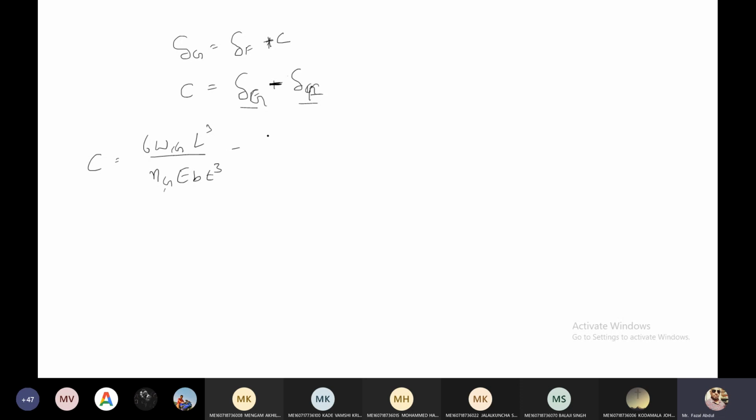E is the Young's modulus, B is the width, and T is the thickness of the leaf. Minus, in the same manner, for the full length leaf, 4 Wf L cubed by Nf E B T cubed, where Nf is the number of full length leaves. Consider this as equation number 1.